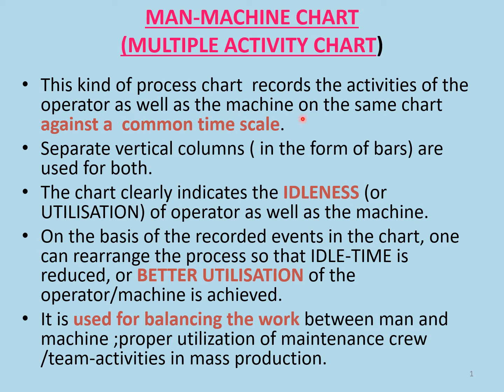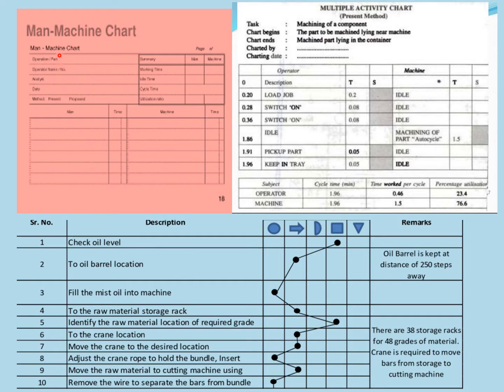This kind of chart basically records the activity of the operator and the machine at the same time, or on the common time scale. It bifurcates the utilization of machine and operator. On the basis of recorded events, we can minimize the idleness or improve the utilization. These are the man-machine charts.